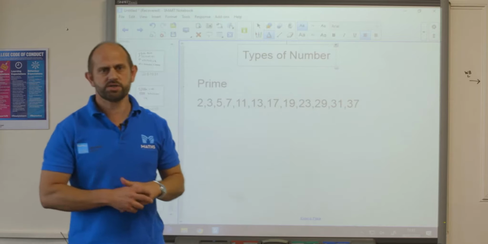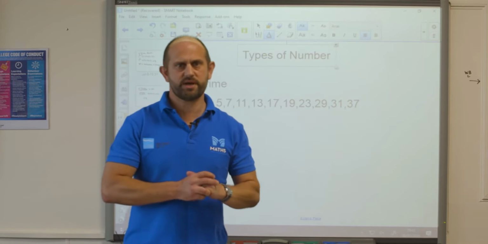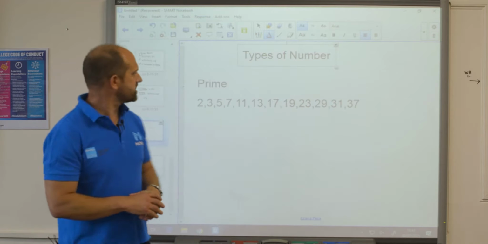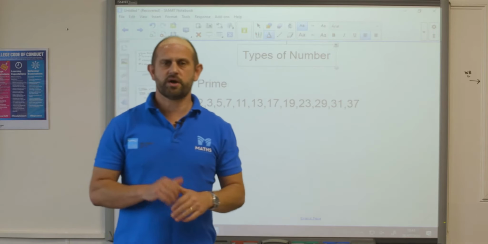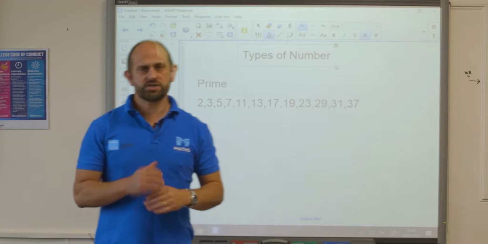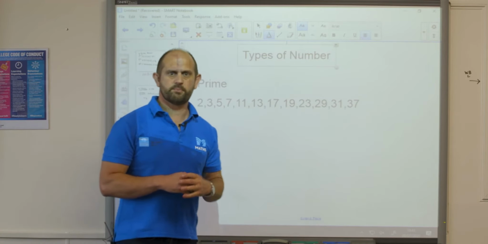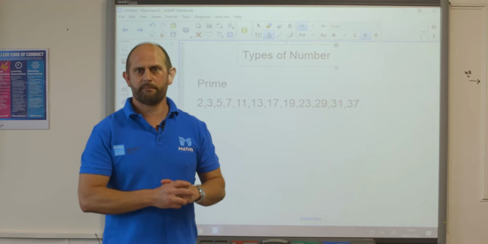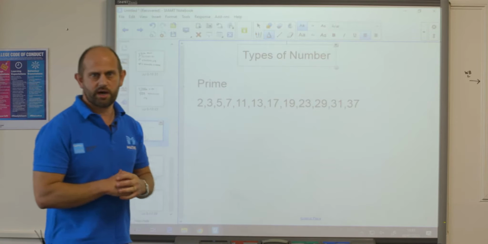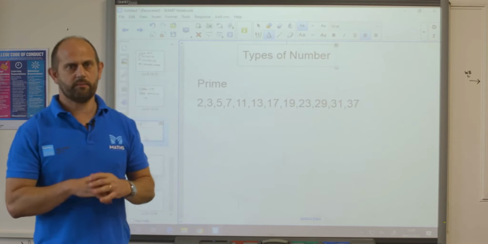Now, prime numbers often come up in exams, especially at GCSE. So please learn at least the numbers you see here on the board, and try and commit those to memory. Because they are so common, a top tip in exams is to write out your prime numbers on the back of the exam paper before you start, because they are so common when they come up in questions.